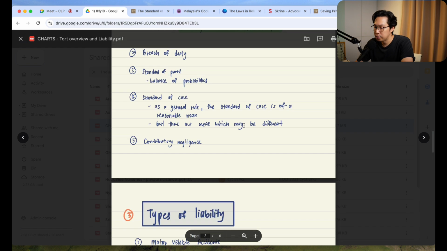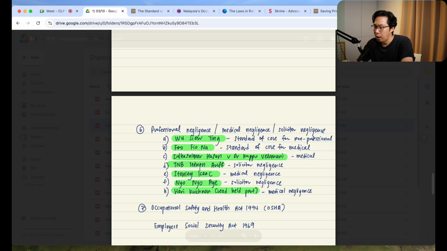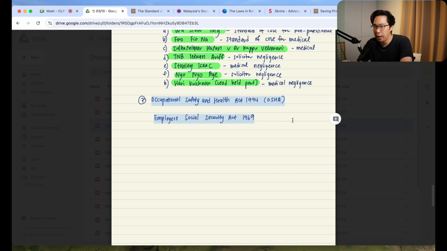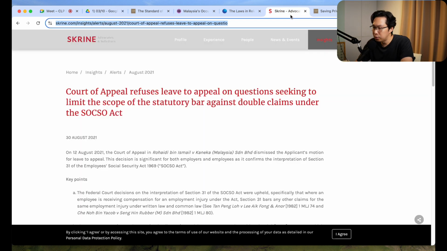This is the one. Now, the Occupational Health and Safety Act and the Employees' Social Security Act. I just want you to read this article on the SOCSO Act. Okay, let me briefly explain. Every employee pays SOCSO. When you get injured because of work, you can claim against SOCSO for insurance.